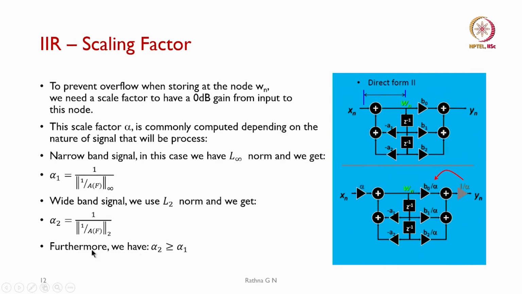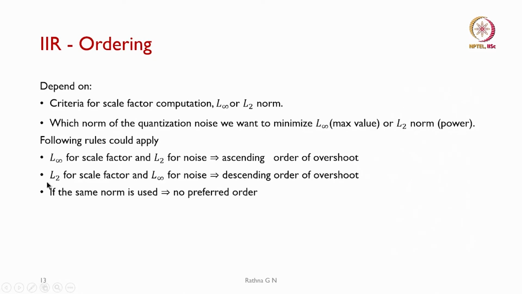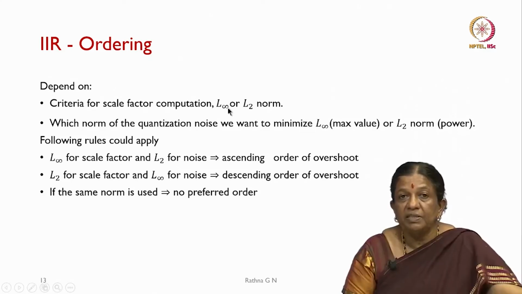Furthermore, we have alpha 2 greater than or equal to alpha 1. It always has a higher value compared to alpha 1, and this is the maximum scaling that we can provide. So, how are we going to order? The criteria for scale factor computation is that we select either the L infinity or the L2 norm, one of them.